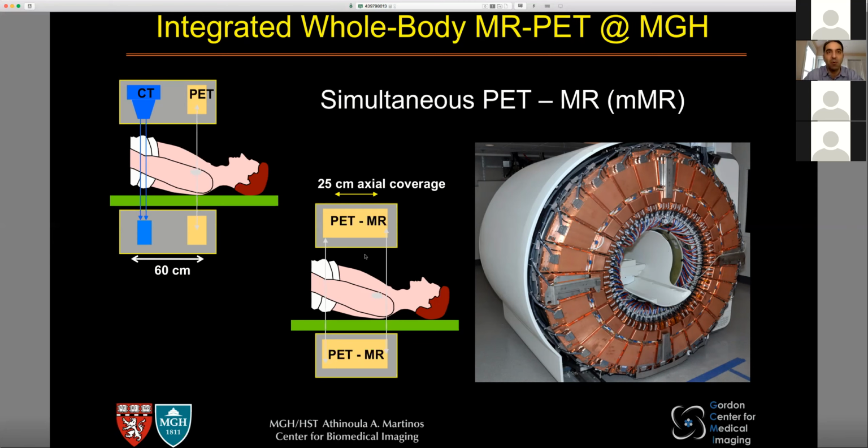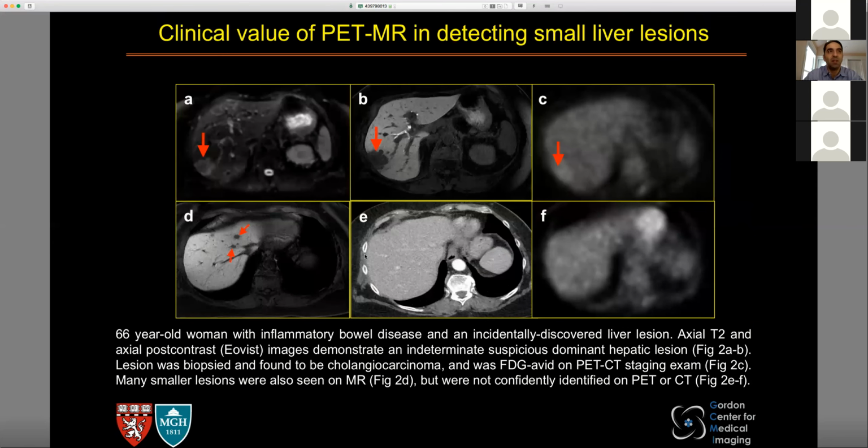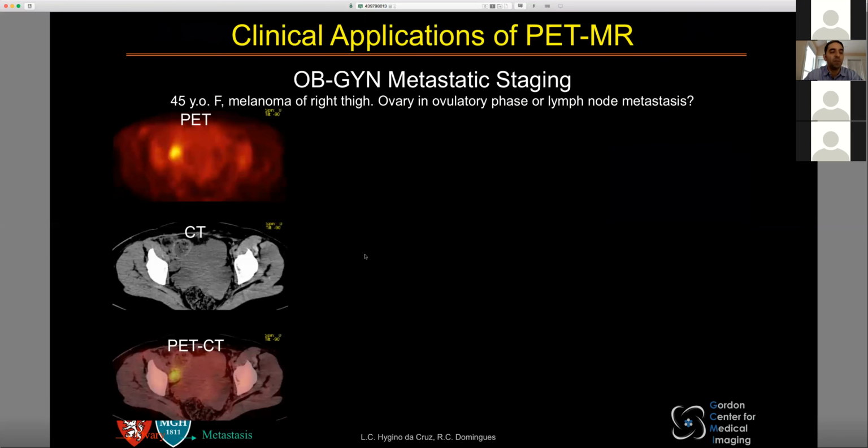So here's some examples of what that looks like. Let's start with this one. Here's a patient who had a known melanoma and who was in the middle of her ovulatory cycle. And we saw on the PET CT, there was a signal here, there was a hot lesion here.